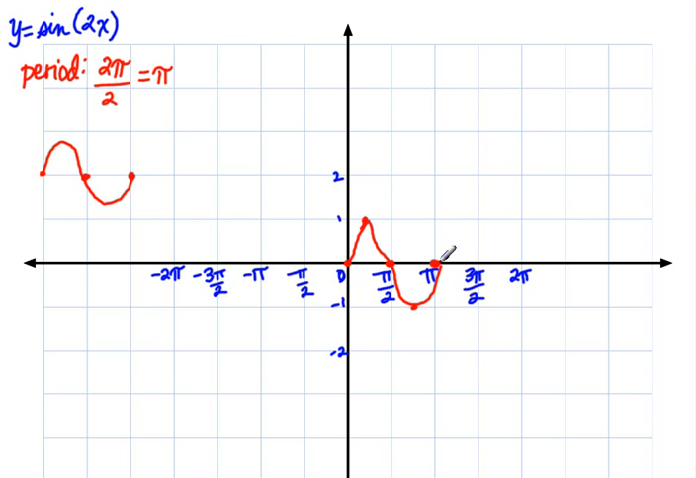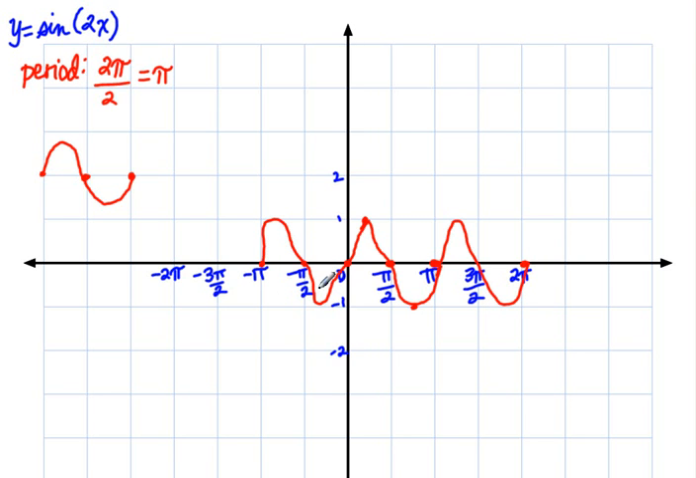Okay. And I could repeat that if I wanted. It's going to complete another cycle in another pi units. And my graph is hard to draw here with this graphing tablet, but hopefully you'll bear with me. So if I wanted to do this, it could go in the negative direction as well.